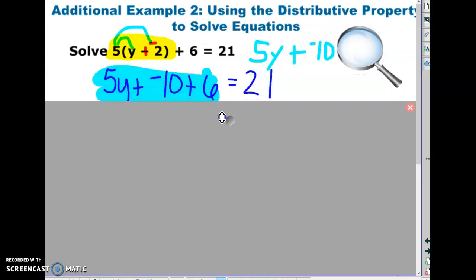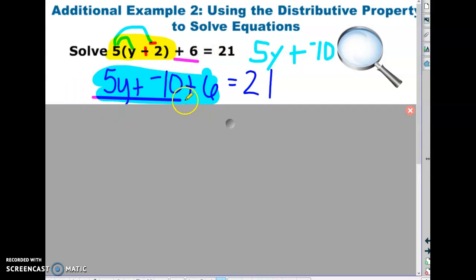So if I were to distribute that, this part right here, 5 times y plus a negative 2, becomes 5y plus negative 10, and then I added the plus 6 at the end right there, which is equal to 21.